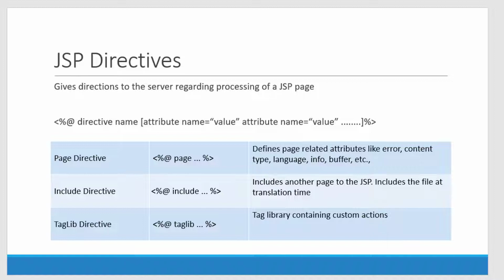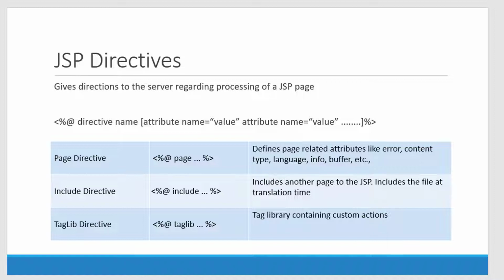The attributes and the value will be passed as a key value pair, that is name equal to and the value corresponding to it. JSP directives can be of three major types, that is page directive, include directive and taglib directive. Page directives define how that particular page should be handled in terms of error, content type, language, info, buffer, etc.